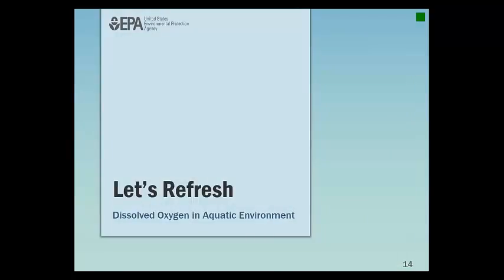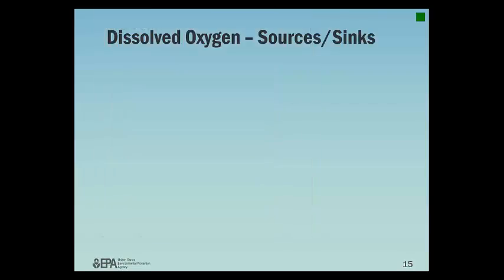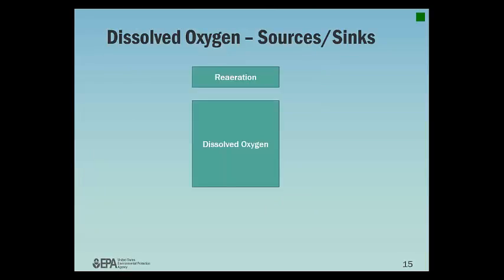Let's take a moment and refresh our memories on the different sources and sinks of dissolved oxygen in water, and also look at some of the other things that can affect how much oxygen can be held in the water. All right, let's look at the dissolved oxygen cycle. One of the primary sources of oxygen to the water column is reaeration, which is the exchange of oxygen from the atmosphere into the underlying water column.